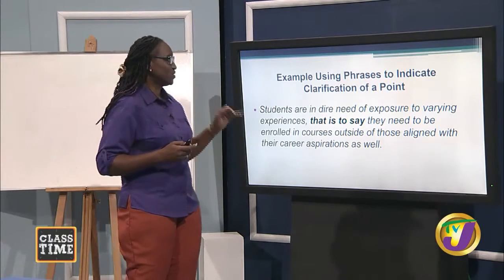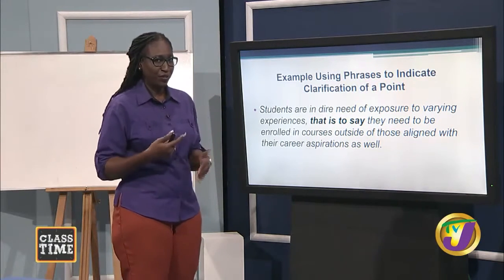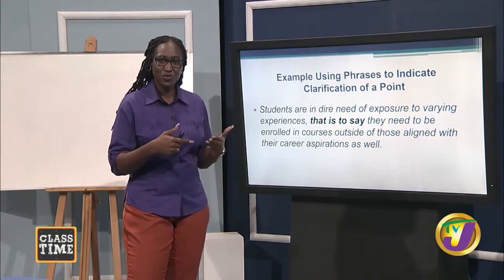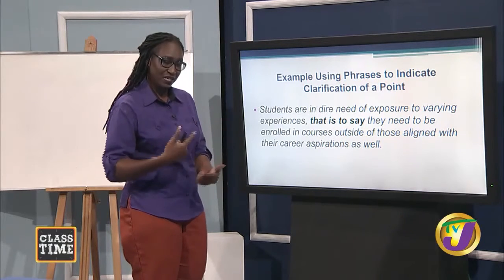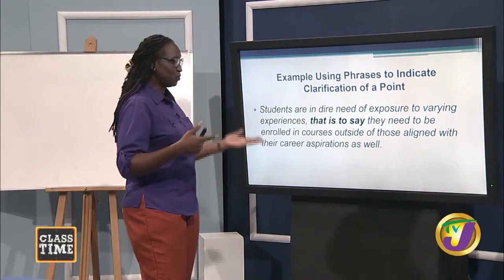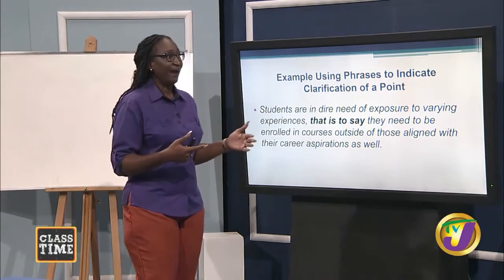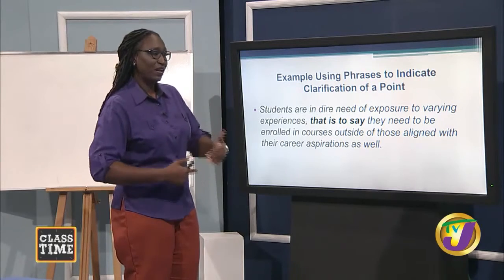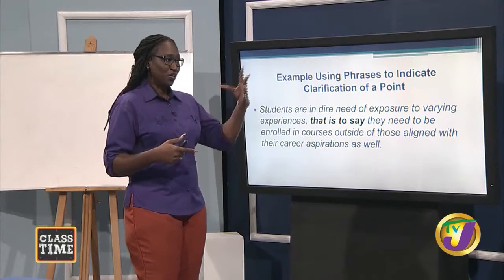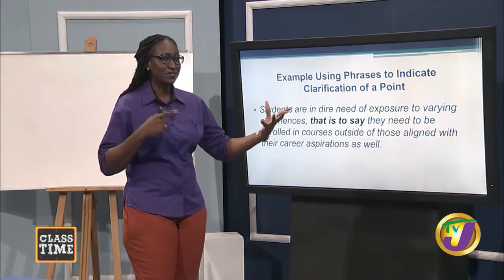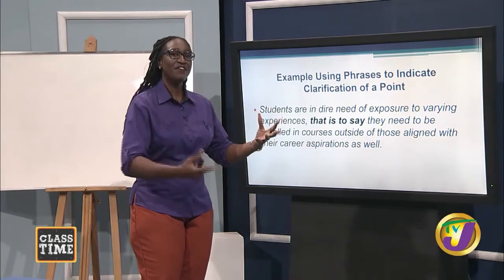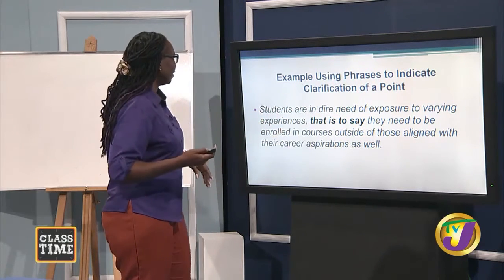You're using this phrase to indicate a clarifying point. You're clarifying a point. So you have made it a little clearer. When you say that is to say, you're basically simplifying the statement you made already. The first statement, students in dire need of exposure to varying experiences. And you have put it in a different way now. You have clarified it by saying they need to be enrolled in various courses. So you made one statement, and just in case somebody didn't quite understand what you meant, you have clarified it after. Let's look at the next one.